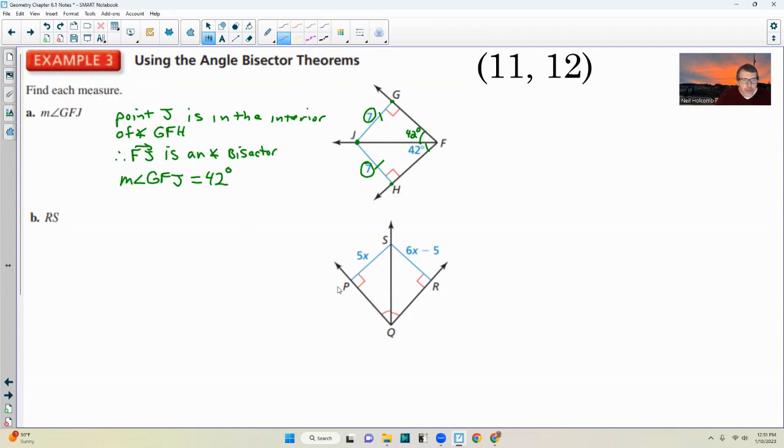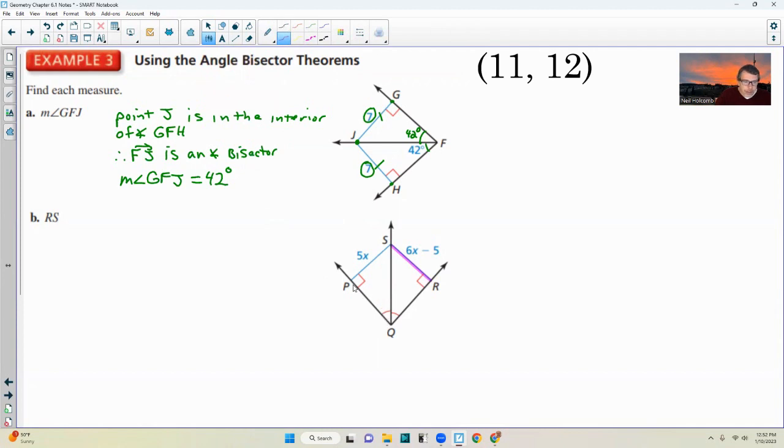Okay, next one. Now we want to find the length of segment RS. So I want to know what the length of this is. Okay, let me use a highlighter for this. Highlighter, make it purple, make it fairly thin. We are trying to find the length of that, right there. Okay, so that's what we're trying to find.